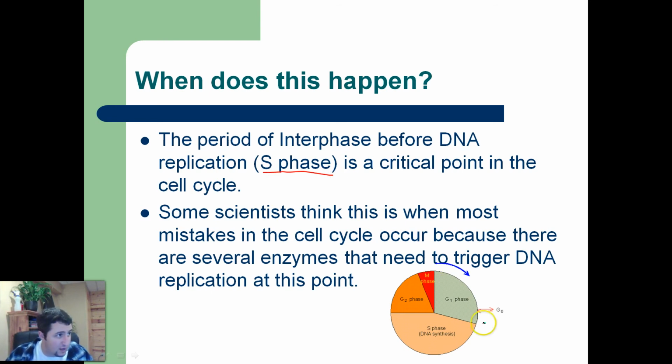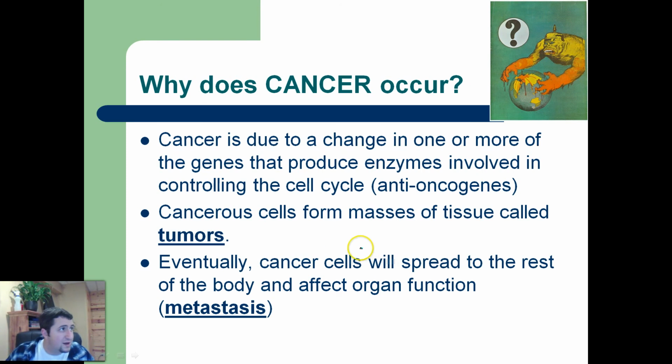So right here on my cell cycle wheel, about right here, right before the cell goes into S phase, where it's reproducing that DNA, or replicating that DNA, there are a bunch of enzymes that trigger certain things, or they trigger DNA replication at this point. So scientists have attributed that right here is a critical point in where cancer is going to be caused or not caused. Why does cancer occur?